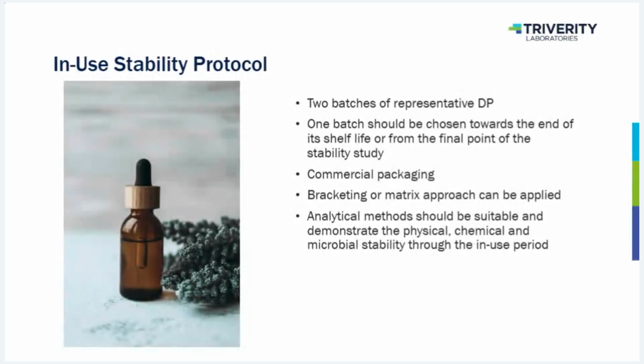Your in-use stability protocol needs to have 2 batches of representative drug product. One of them should be chosen towards the end of its shelf life or from the final point of the stability study. It needs to be commercial packaging, and you can use a bracketing or matrix approach for this as long as you justify it appropriately. And the testing that you do needs to be based on what changes you would expect for in-use. Typically, it is the same testing scheme that is used for stability to assess both the physical, chemical, and then microbial stability.